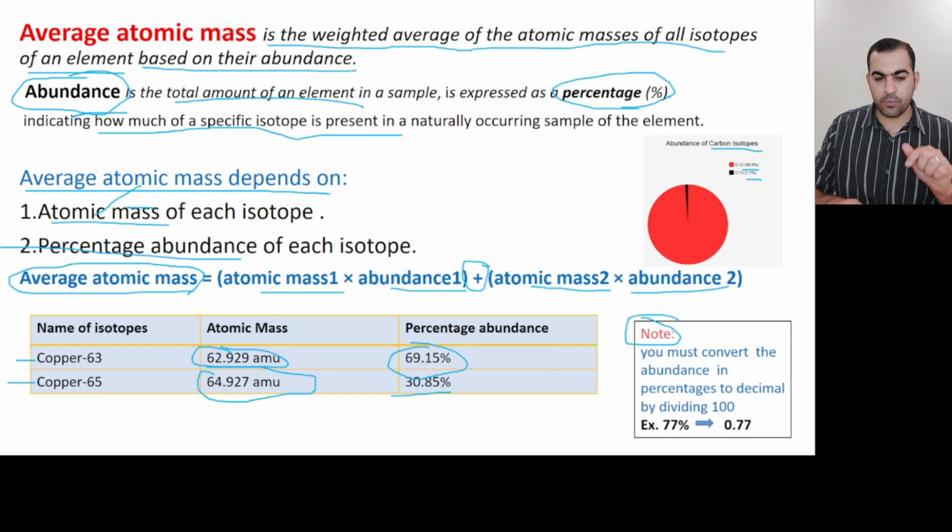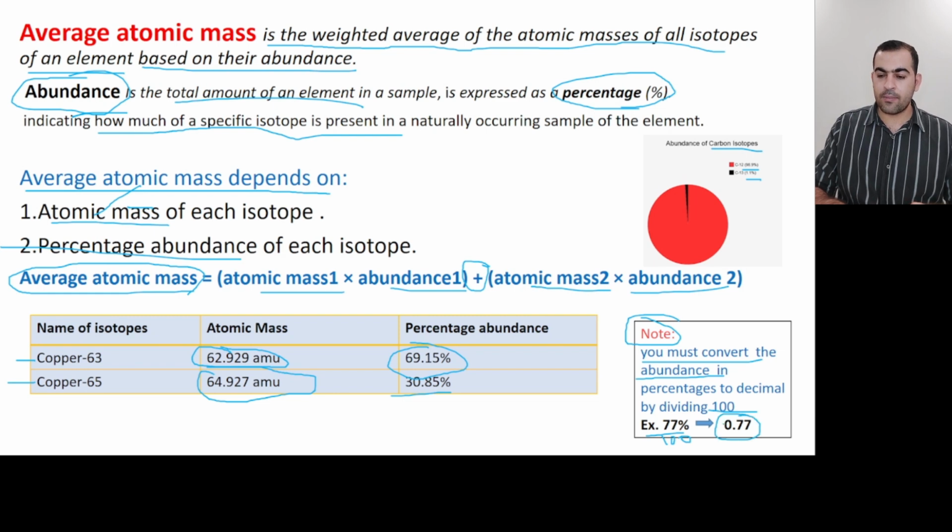Note, this is very important: we are not going to put the abundance in the equation as 69.15. We must change it to decimal. You must convert the abundance to decimal by dividing by 100. How can we change a percentage to decimal? We must divide by 100. For example, 77 divided by 100 equals 0.77.